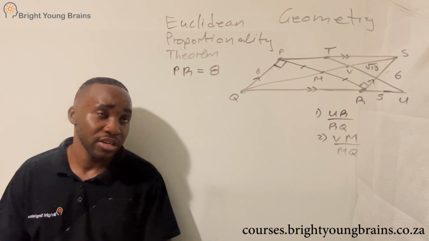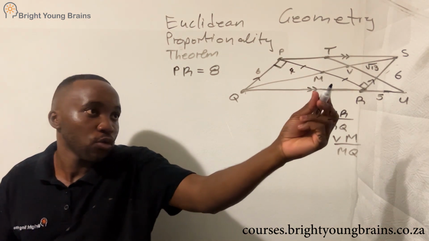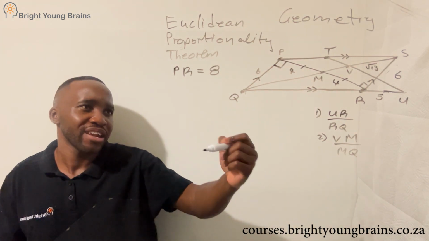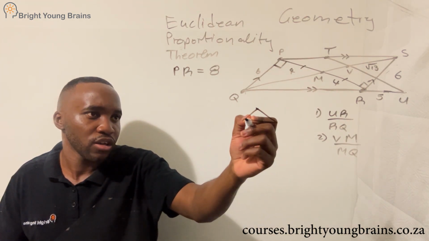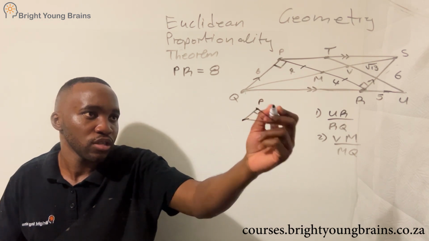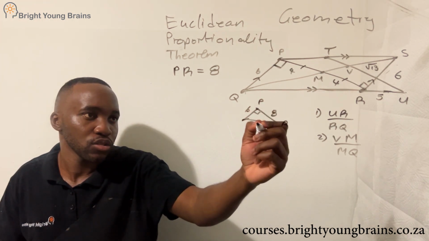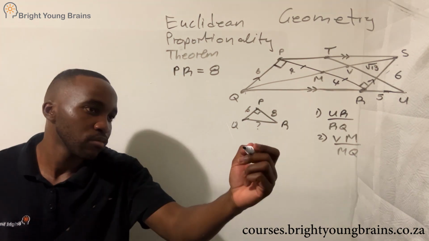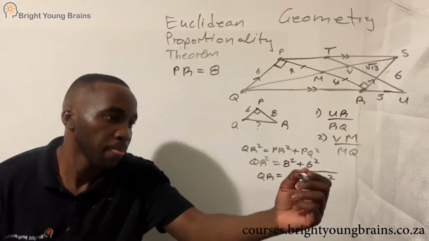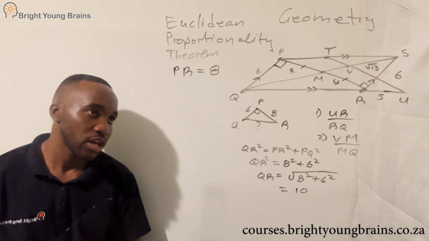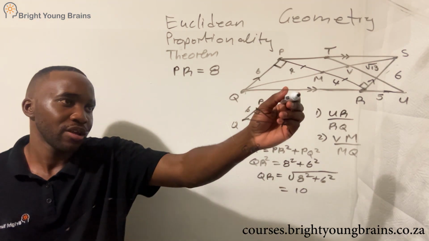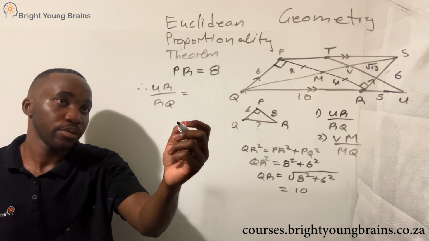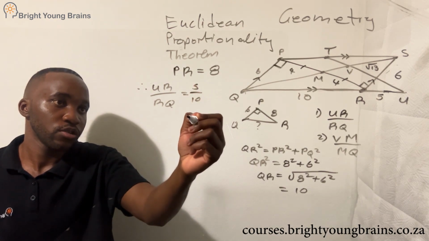So that's the idea. They told us that PR is 8, meaning that this is going to be a 4 and this is also going to be a 4. But then it doesn't matter now, because if PR is given, then we have a right angle triangle there. There's P, there's R, this is 8, this is 6, so we can just get it using Pythagoras theorem. Your QR there is going to be a 10. Now if QR is a 10, then you're home free. The ratio here, UR and RQ, is just going to be equal to 5 over 10, which is just a half.